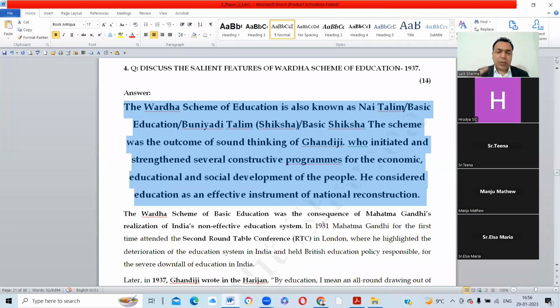Nai Talim, or basic education, means teaching the student with a craft, so that when the student is out of school, he has one skill in his hand. This is the Nai Talim.